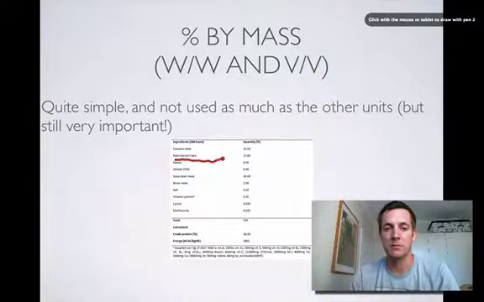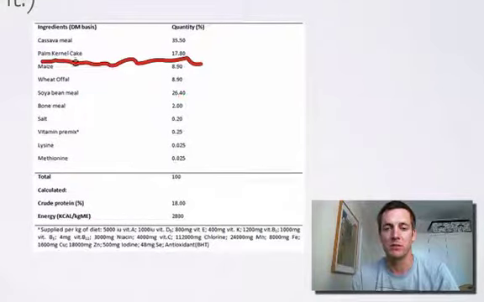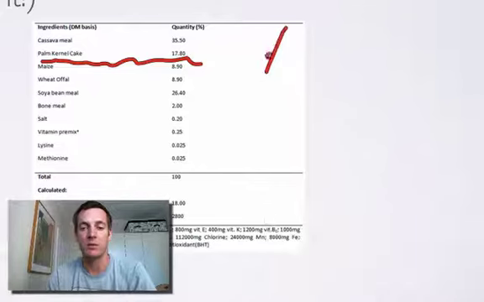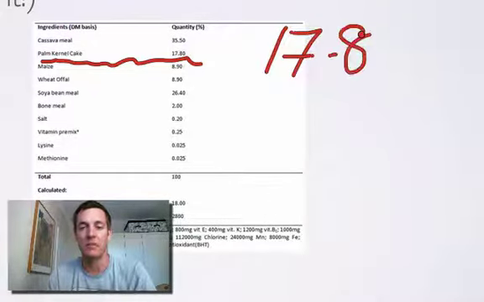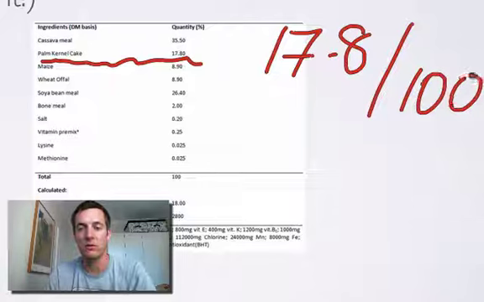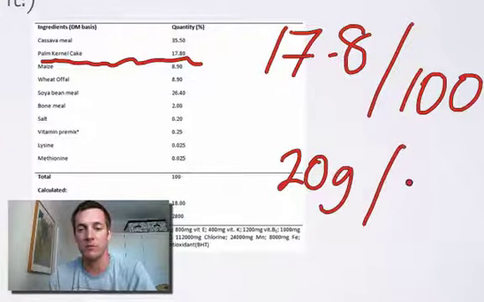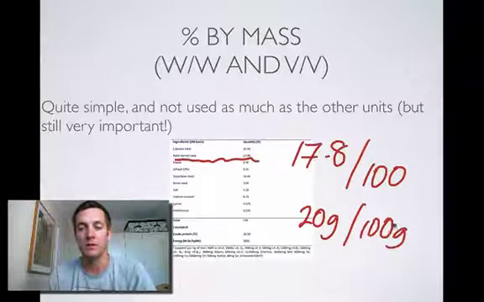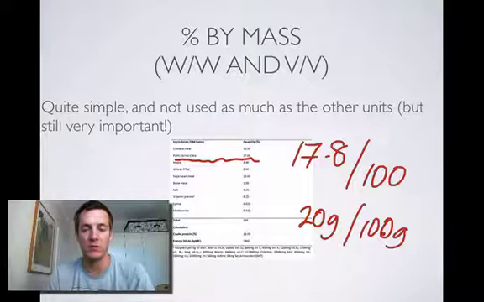In this mixture, palm kernel cake is 17.8% of it. So in other words, 17.8 grams out of every 100 grams are palm kernel cake. I could equally well have 20% sodium chloride by mass in an aqueous solution, and that would mean 20 grams out of every 100 grams of solution would be sodium chloride. Okay, so it's quite a simple thing.